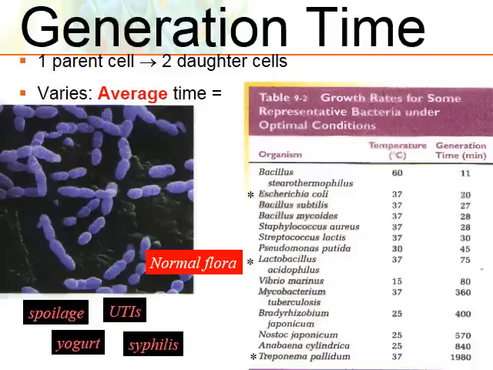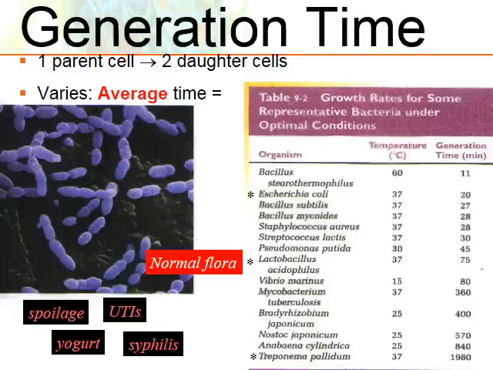Alright, so the amount of time it takes for the parent cell to go through binary fission and go into 2 cells is its generation time, and it varies depending upon a lot of different things. Some microbes are very fast growers, some microbes are very slow growers. If we look at this table right here, we've got the microbe name in the first column, their optimal temperature of growth in the second column, in degrees Celsius, and their generation time at that particular optimal temperature on the right column.